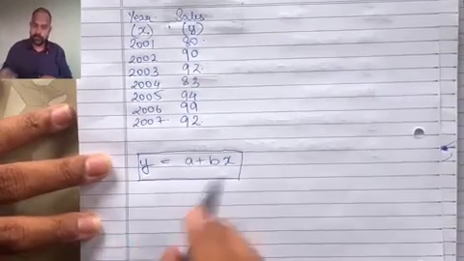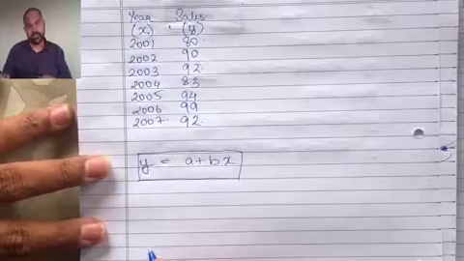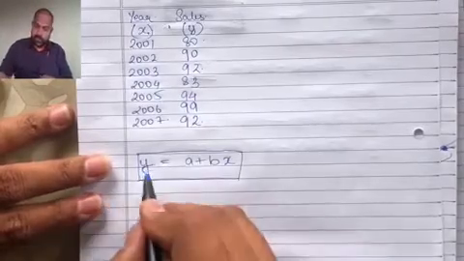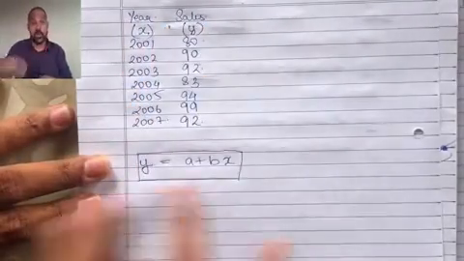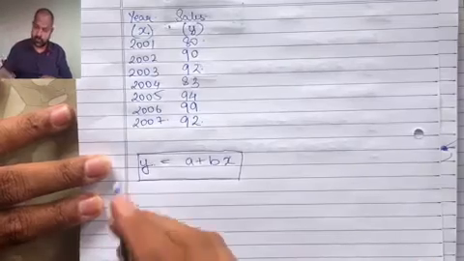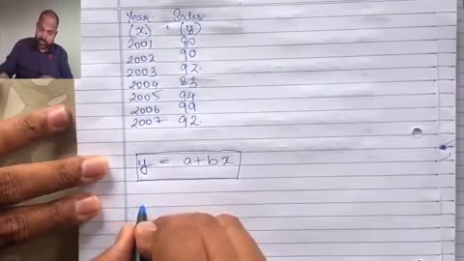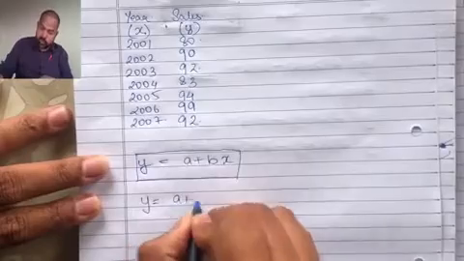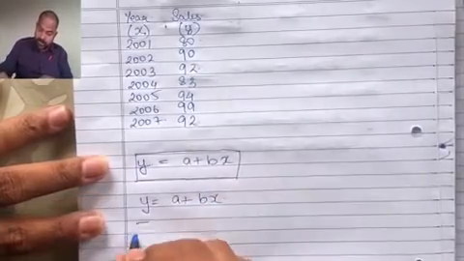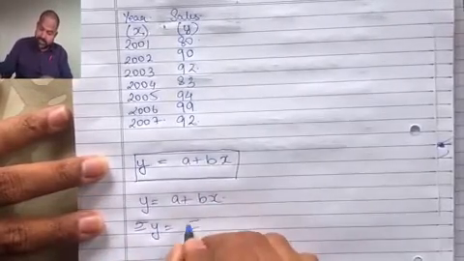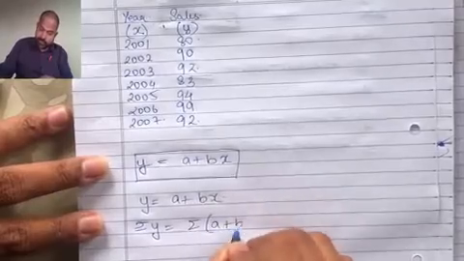Step one, I'm going to take summations on both sides. Why summations? Because Y is not just one value. No, Y is a lot of values. X is also a lot of values. Taking summation on both sides, I have Y is equal to A plus BX. Sum of Y is sum of A plus BX.